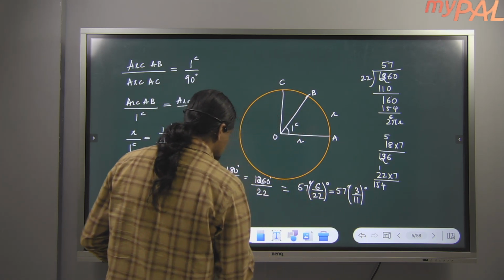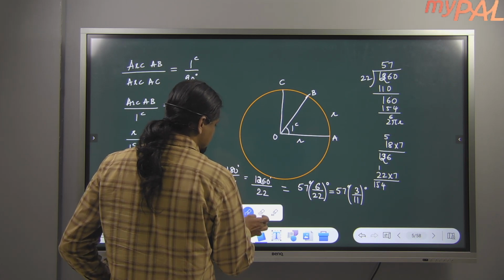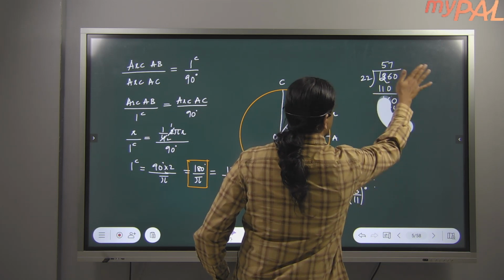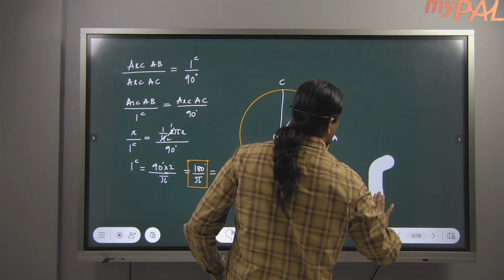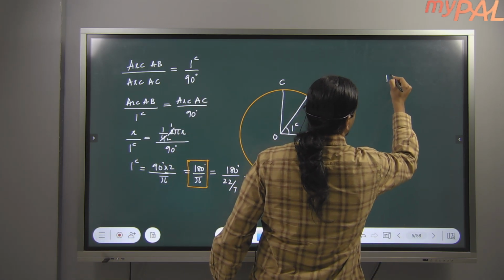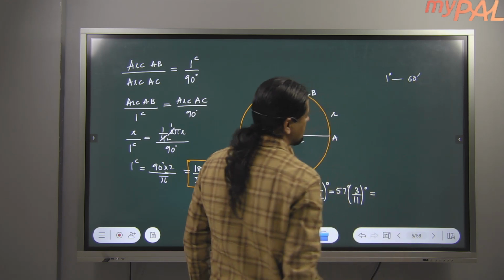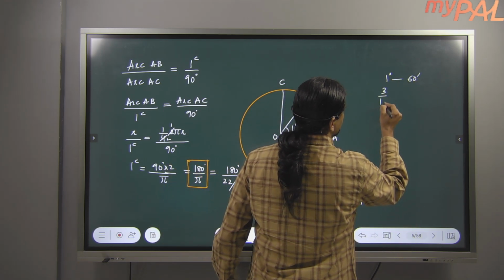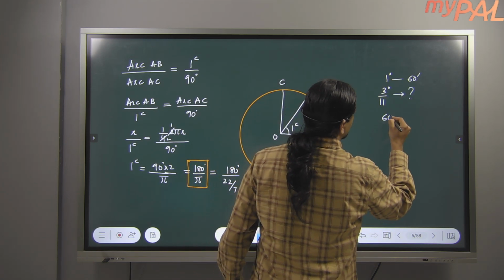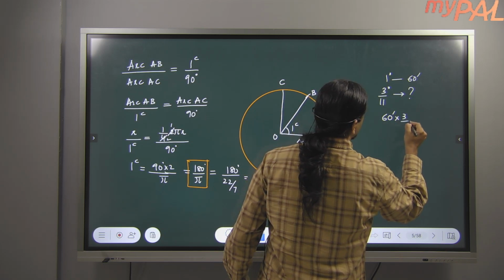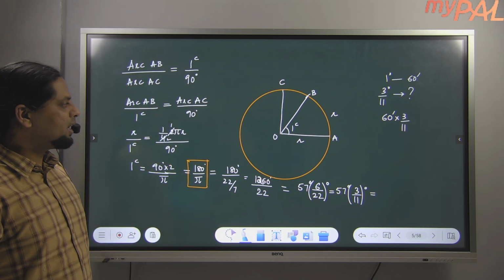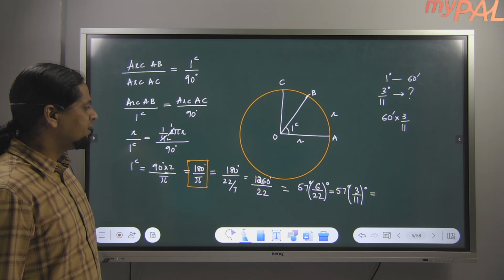Can I write this in minutes? Yes, it is possible to write it in minutes. I'll just erase the calculation part. When I write it in minutes, we know that 1 degree is equal to 60 minutes. I want to check how much 3 by 11 of a degree is. It's going to be equal to 60 minutes into 3 divided by 11.